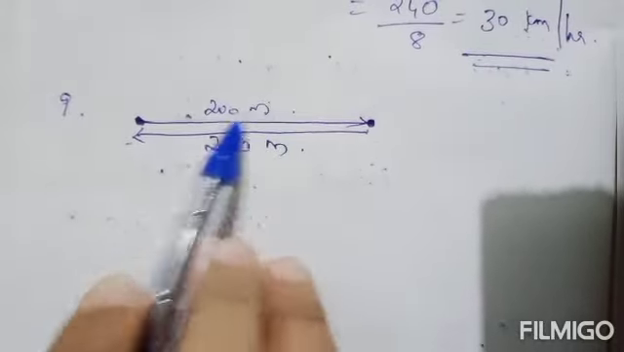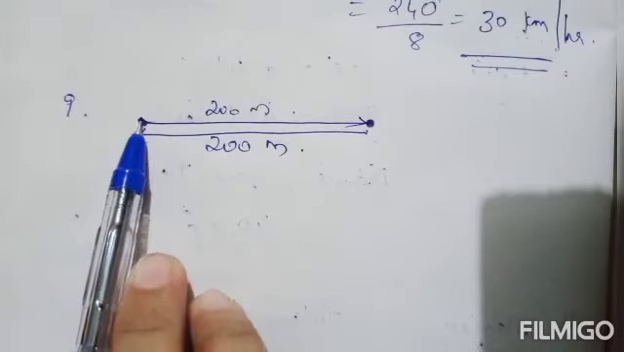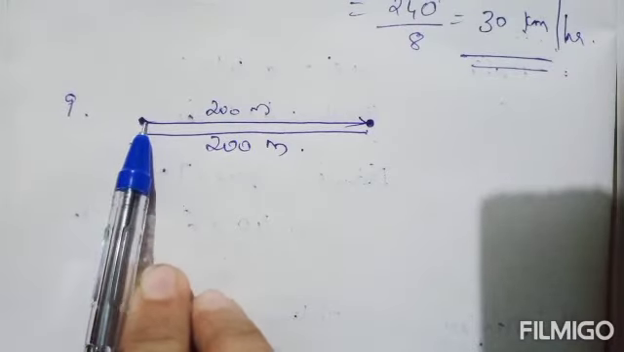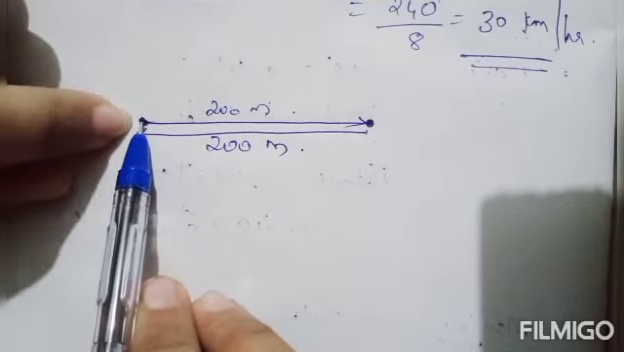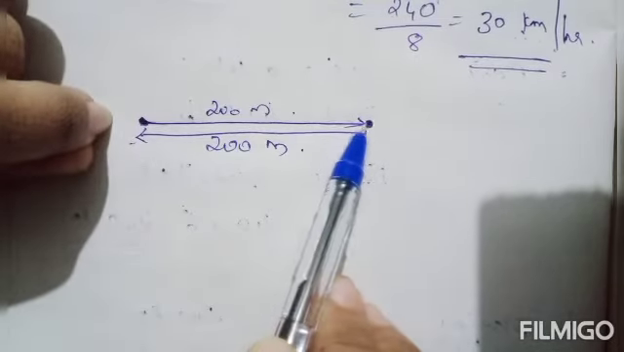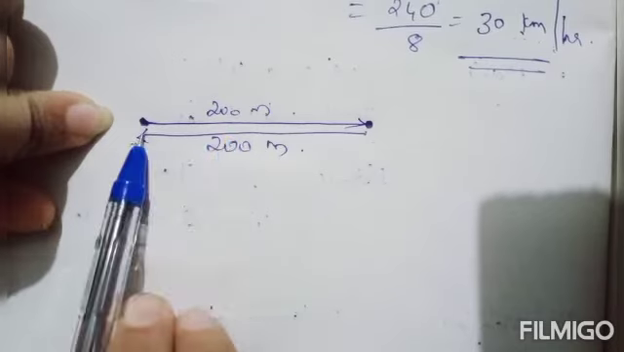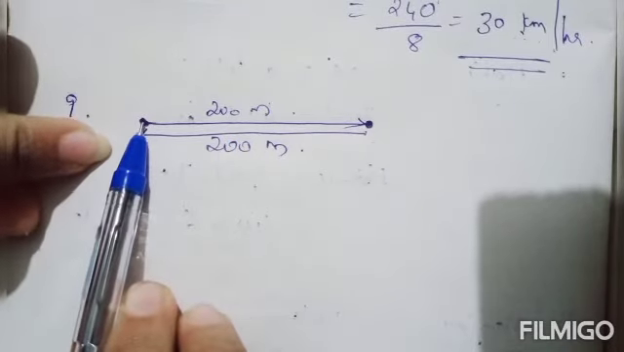So a boy, he is swimming from this point. Let this be the starting point. Okay, now from this point he is moving 200 meter and then he is returning back to the starting point.